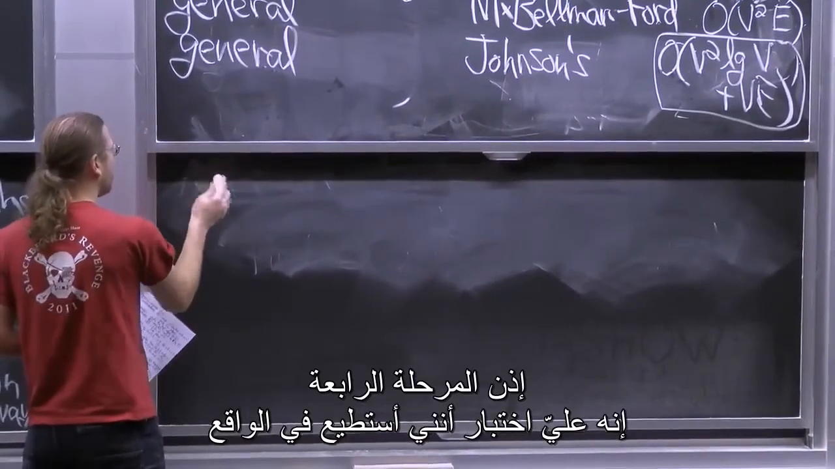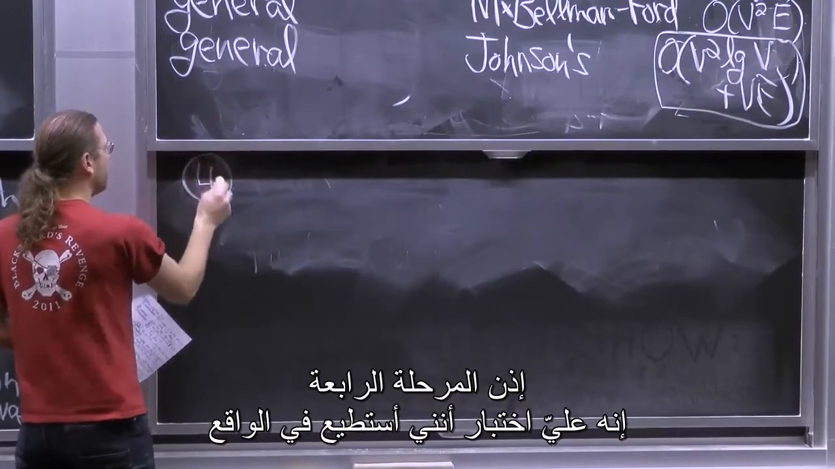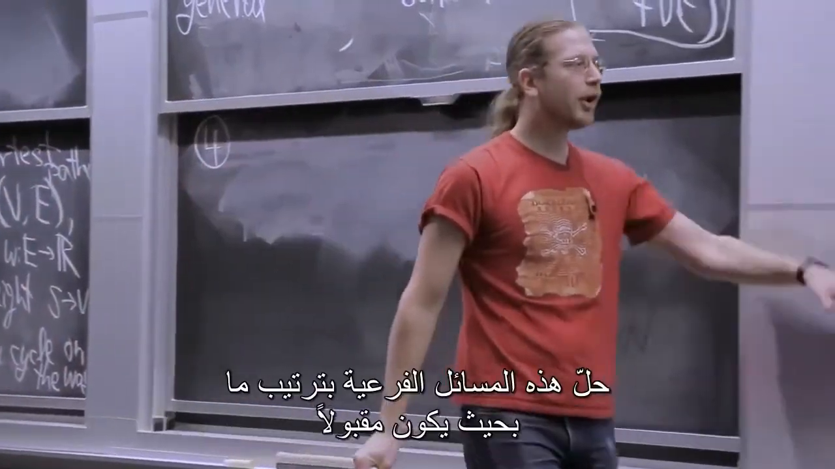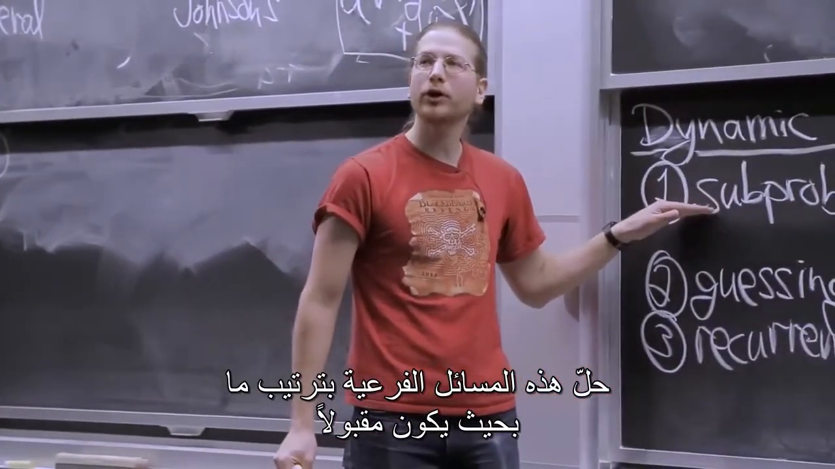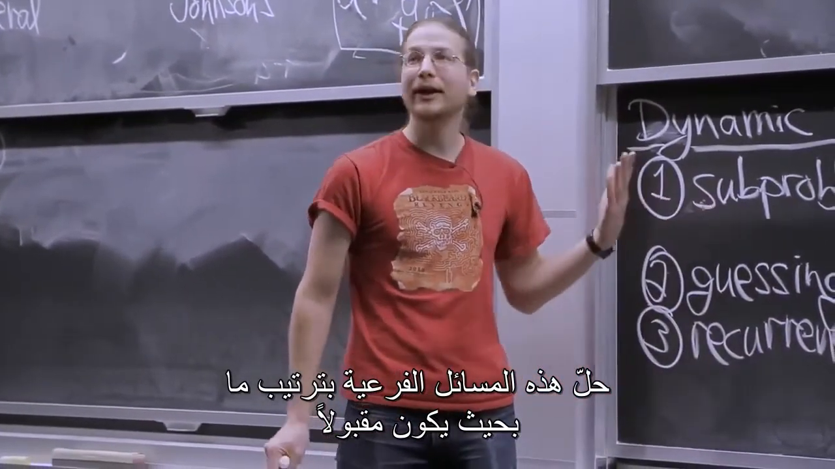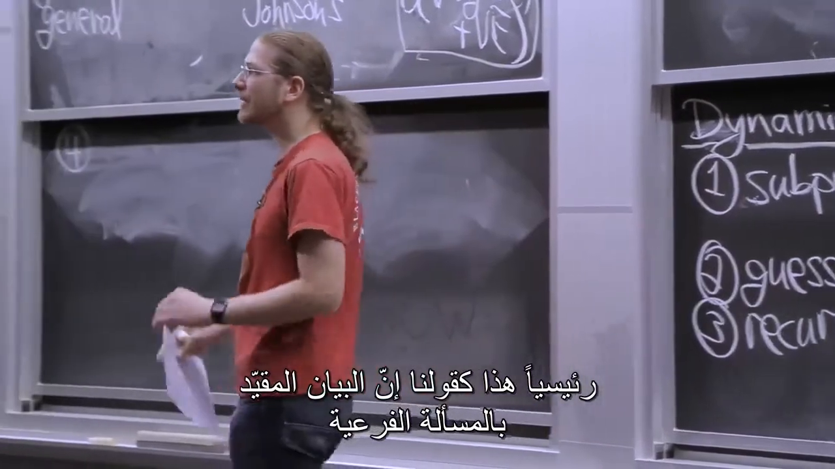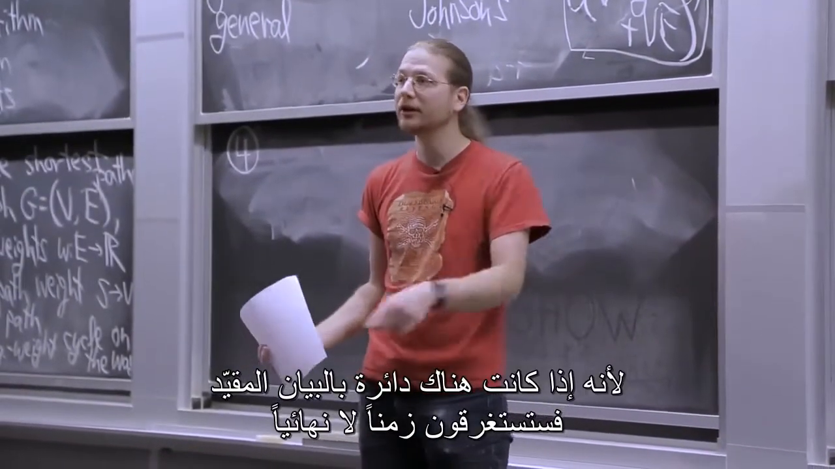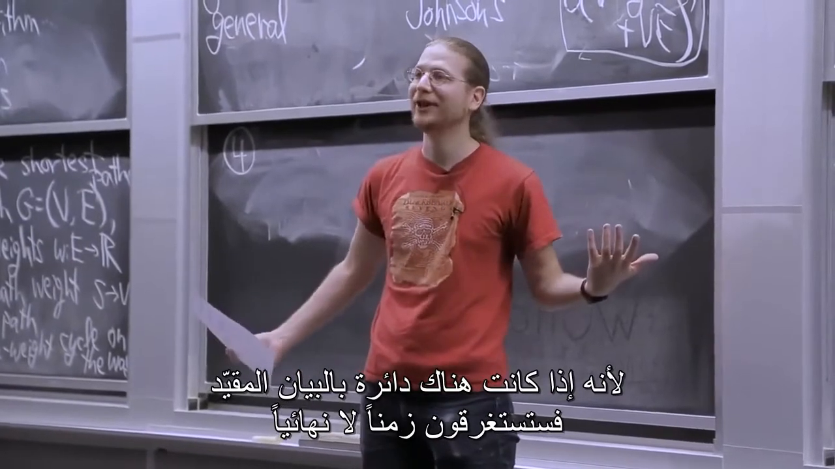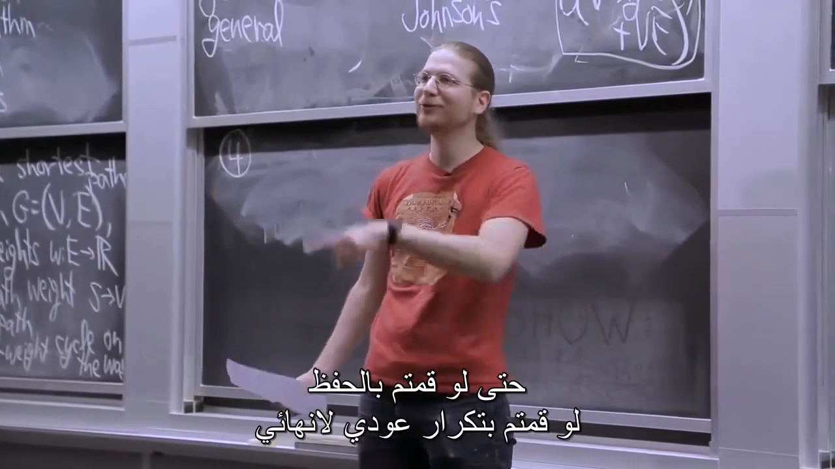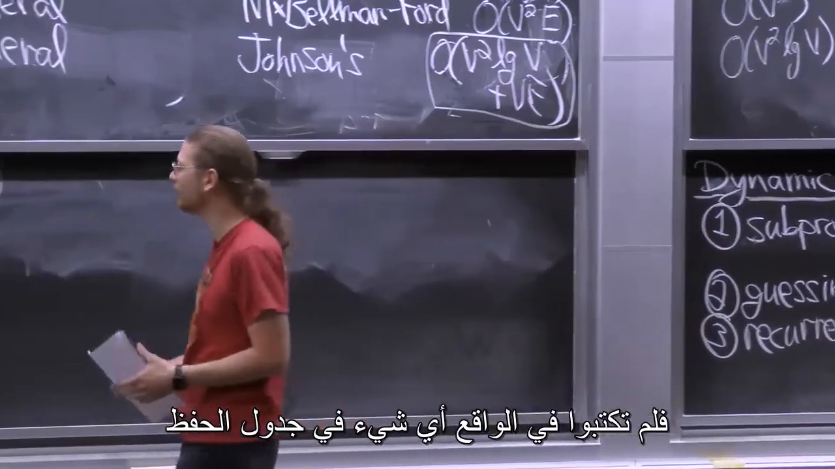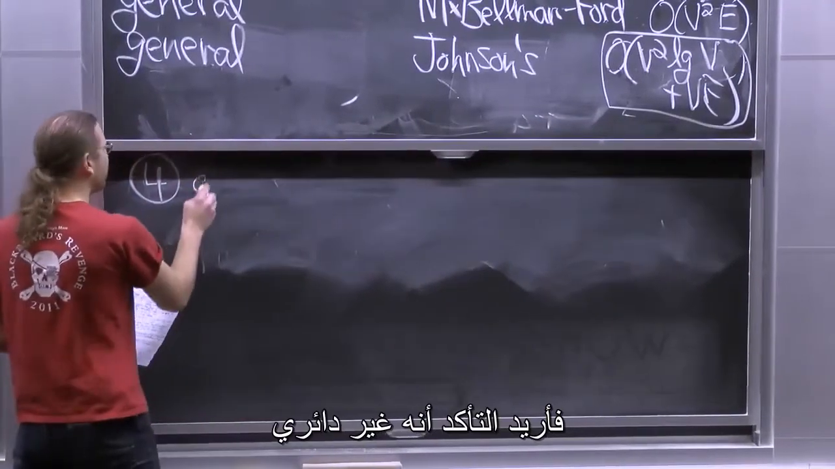So number 4 is, I need to check that I can actually resolve these subproblems in some order that's valid. Basically, this is saying that the constraint graph on subproblems should be acyclic. Because if there's a cycle in the constraint graph, you take infinite time. Even if you memoize, if you do infinite recursion, bad news. You'll never actually finish anything, so you never actually write anything in the memo table. So I want to make sure that it's acyclic.